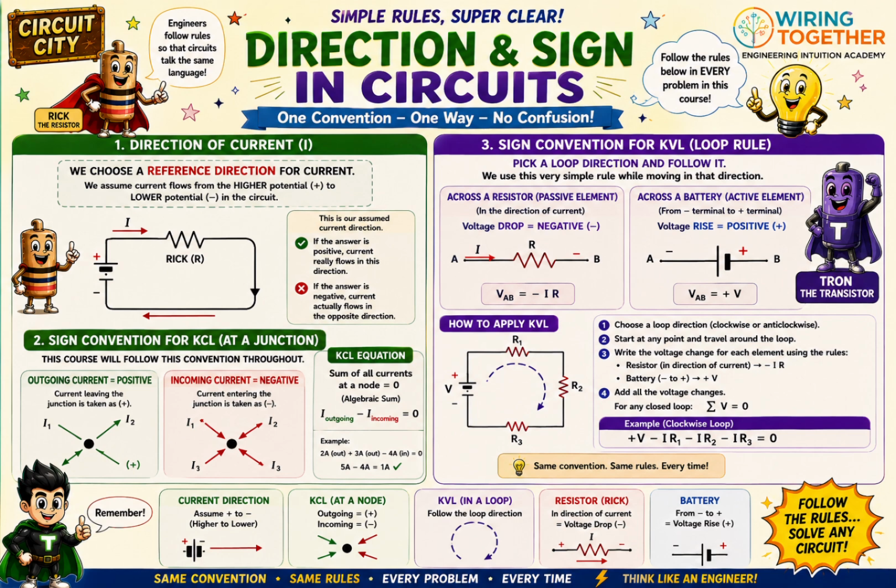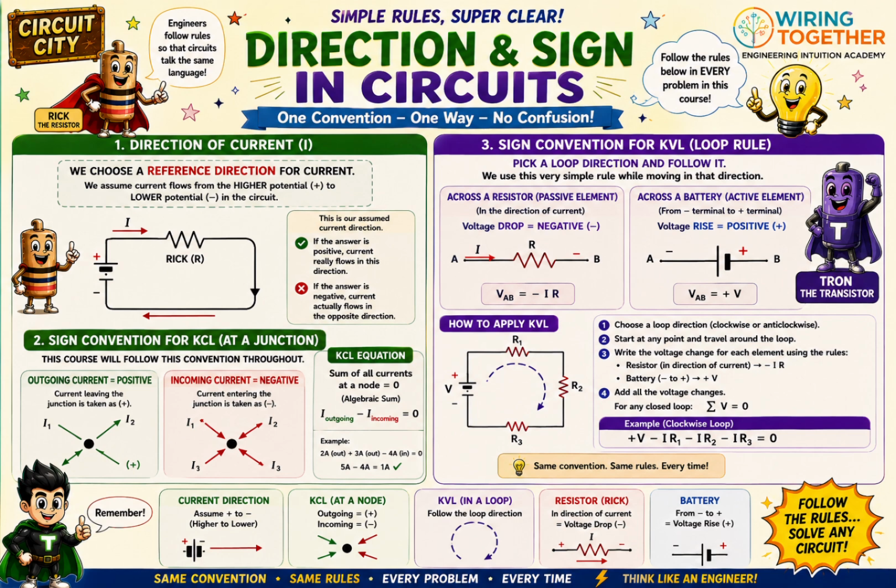Next, let's talk about the sign rule for KCL, our junction rule. This course follows one simple pattern: current leaving a junction is called positive, and current entering a junction is called negative. So outgoing is a plus, incoming is a minus. Watch, if 2 amps and 3 amps are leaving a junction, that's 5 amps outgoing, and if 4 amps are entering, that's 4 amps incoming. Outgoing minus incoming, 5 minus 4 equals 1. That's how we know the numbers balance out.